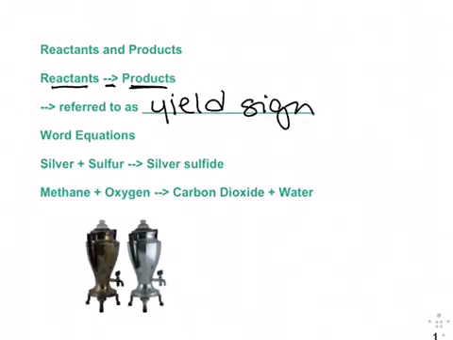So we can have word equations and symbol equations. A word equation might look like silver plus sulfur yields silver sulfide. Another example would be methane plus oxygen yields carbon dioxide and water. In the word equations, we don't see any quantities. Just their words, no quantities or formulas.